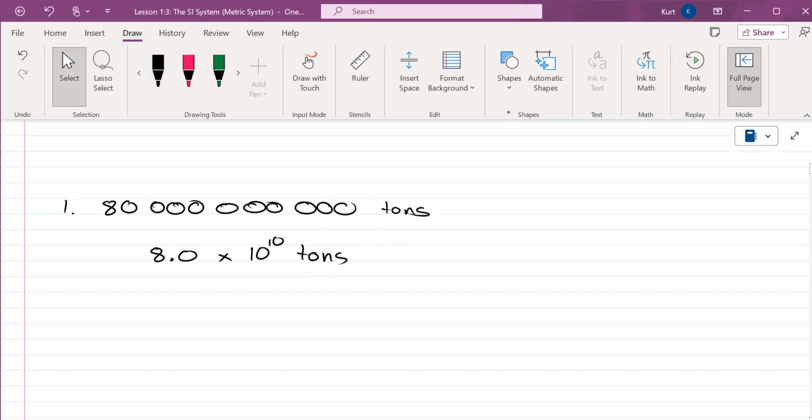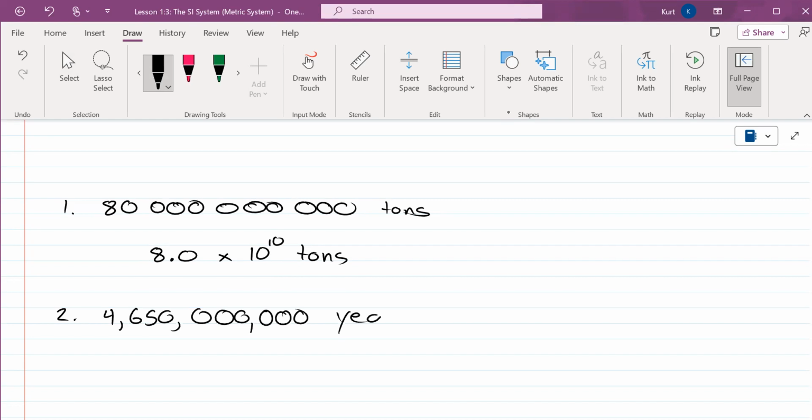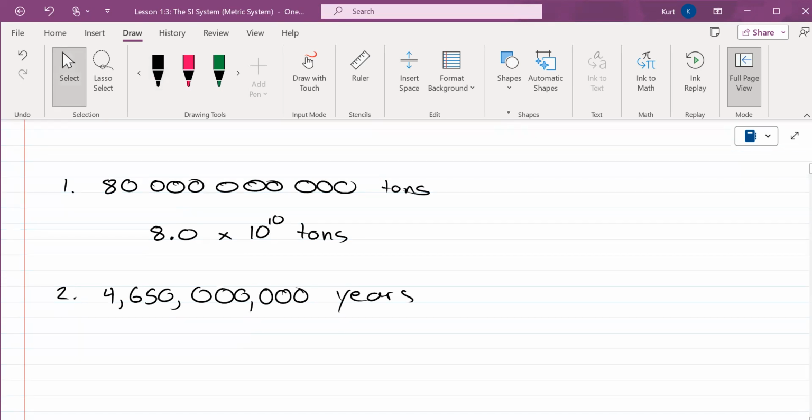Let's do another one of these from your homework. 4, 6, 5, 0, 0, 0, 0, 0, 0, 0 years. That looks to be 4,650,000,000 years. Drew, can you put that into scientific notation for me?